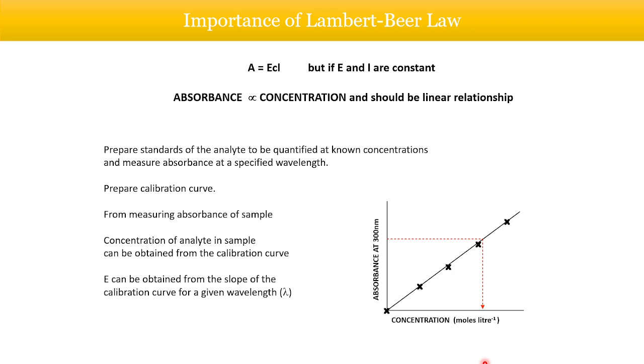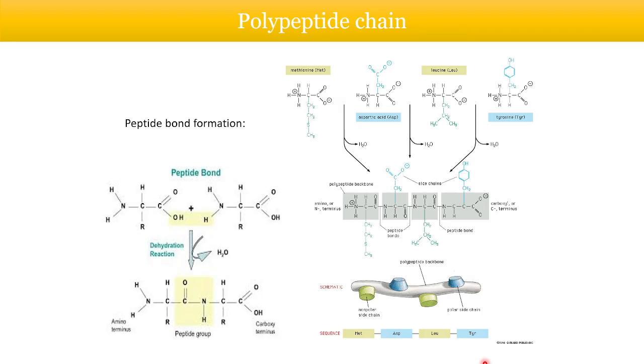So in this way this law is very helpful, and this linear relationship helps you in finding the absorbance as well as the concentration. Along with that, the slope that you get is equal to your epsilon value. So from here you can also calculate the epsilon value, right?